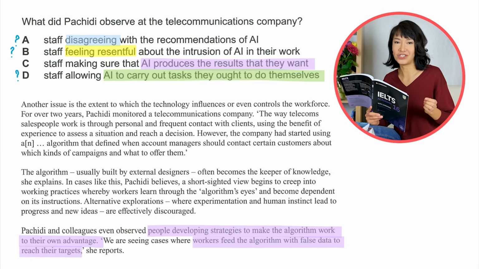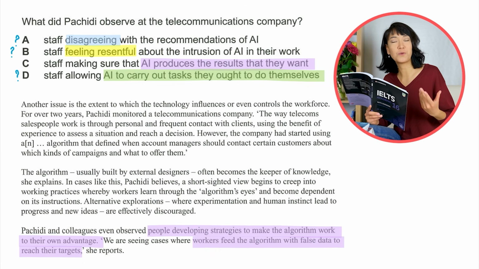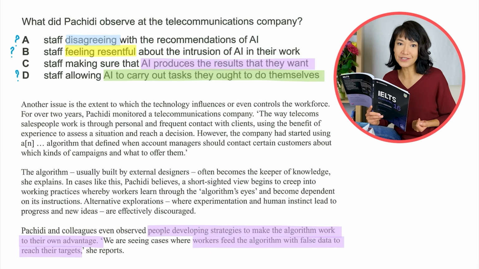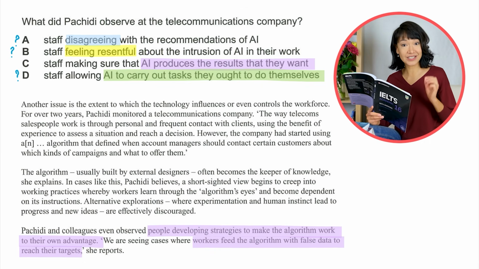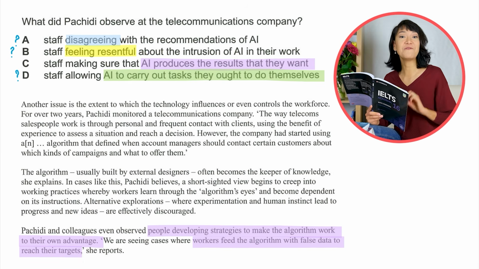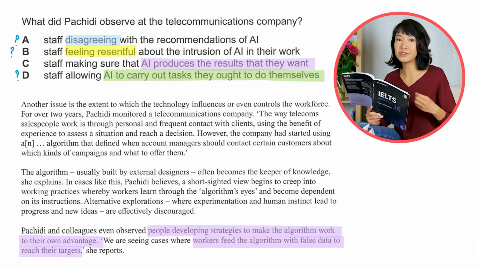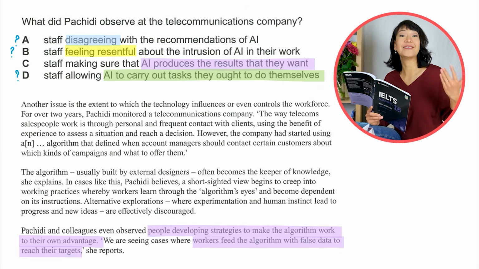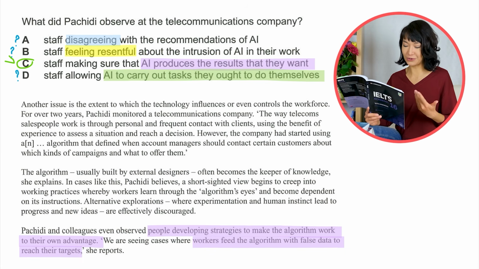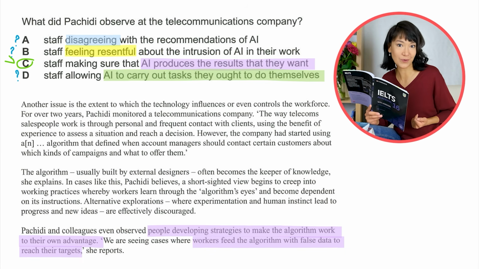People develop strategies to make the algorithm work to their own advantage. And the same idea is confirmed again. They feed the algo with false data to reach their targets. This means they make sure AI produces the results that they want.